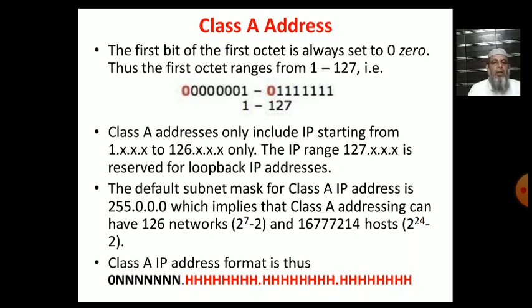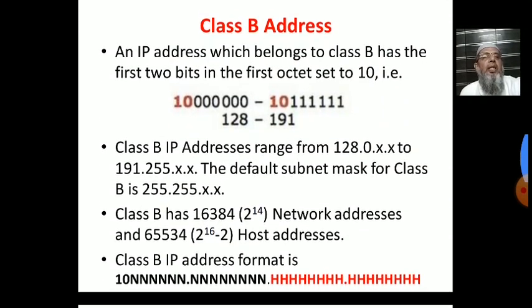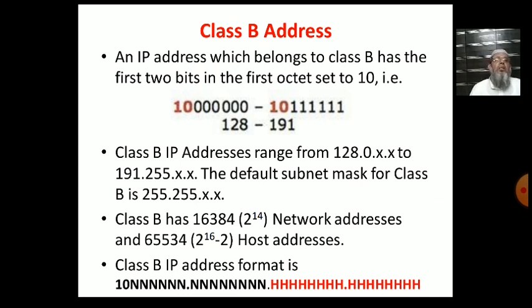In terms of alphabet, we can represent it as 0 followed by 7 network bits N and 24 host bits. And out of those 24 host bits, we deduct 2 IP addresses that are reserved for the network ID and for the broadcast IP address. Now class B address. In this address, we can see the first two bits in the first octet are set to 1 0.